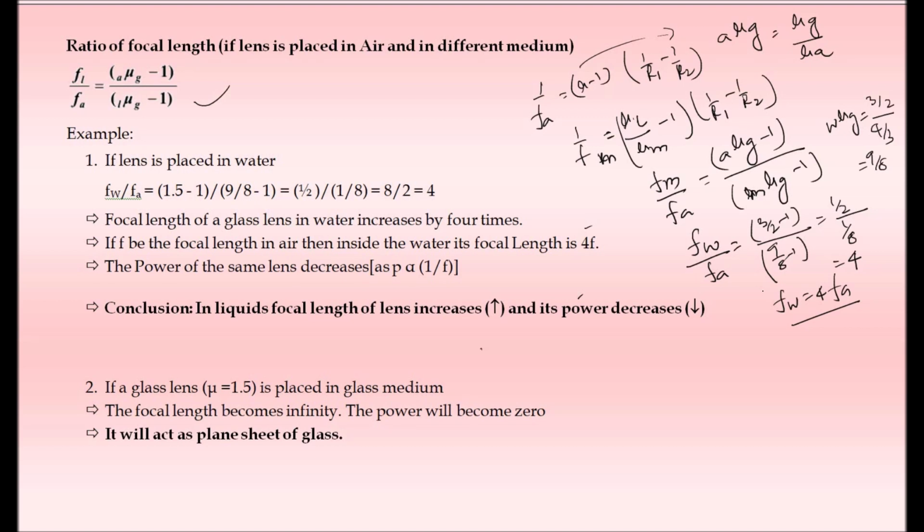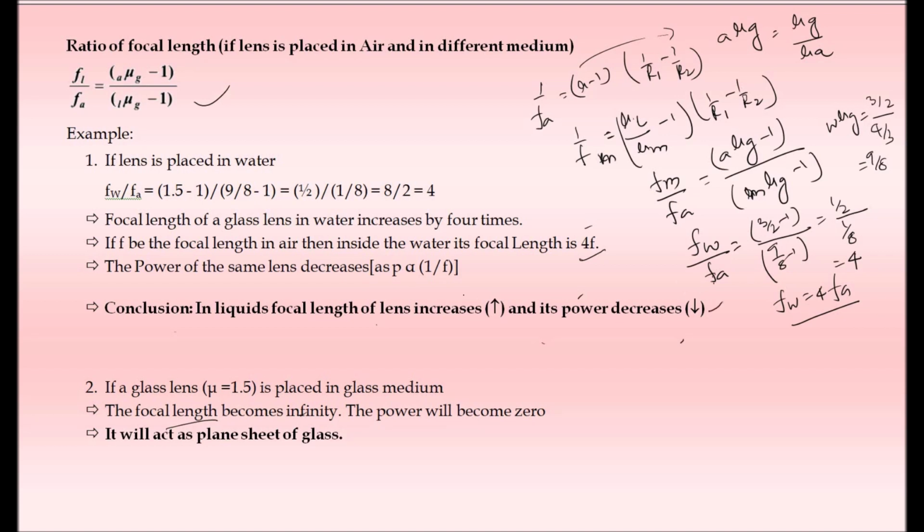So the focal length of a glass lens in water increases by 4 times. If f is the focal length in air, then inside the water its focal length becomes 4f. As the power is inversely proportional to focal length, the power of the same lens decreases. So the conclusion is, in liquid the focal length of the lens increases and its power decreases.